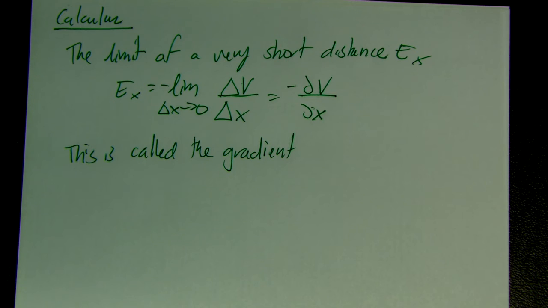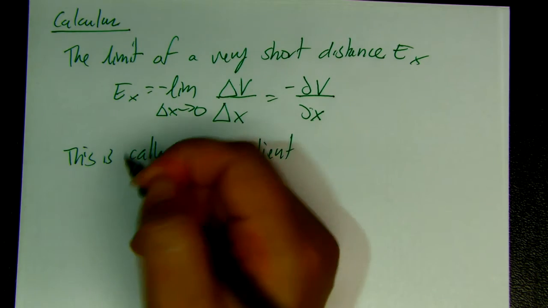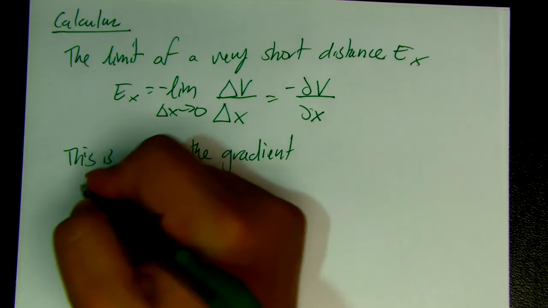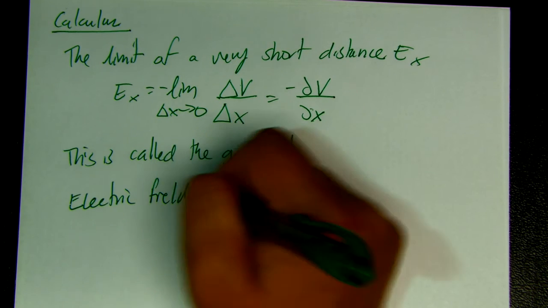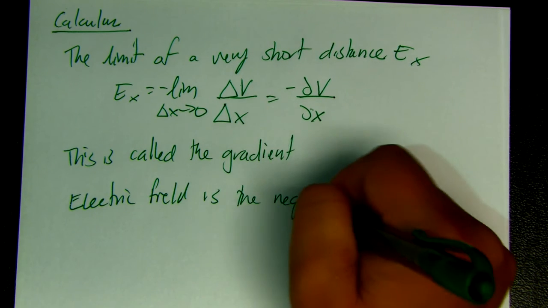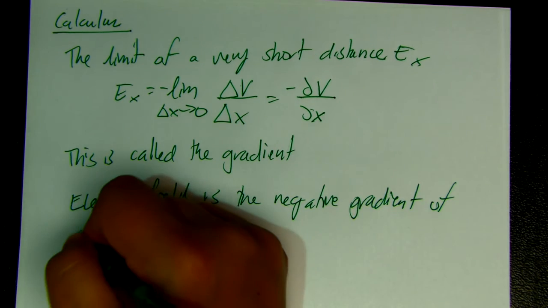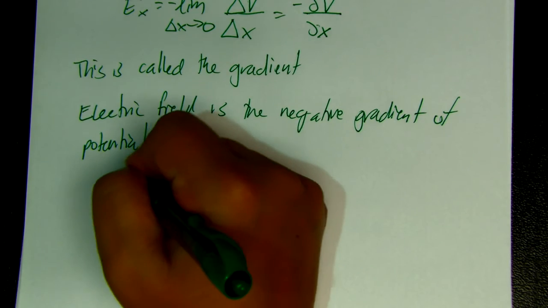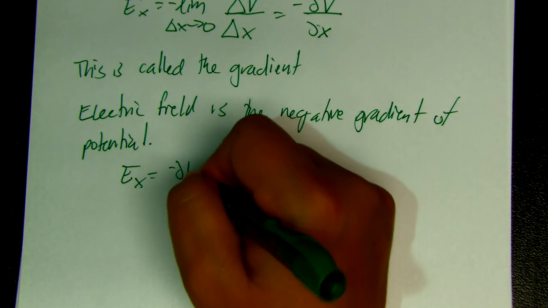So you'll see it in advanced mechanics, advanced electromagnetism, quantum mechanics, really common. But in this class, I'm just going to introduce it. So the electric field is the negative gradient of potential. So E sub x is equal to minus del V del x.